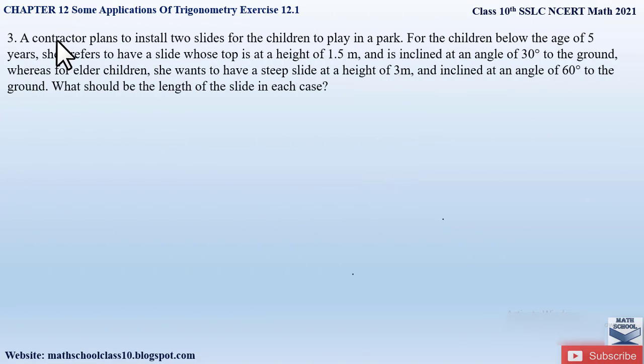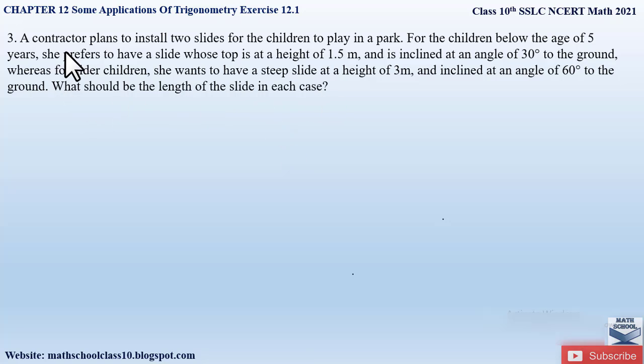Question number 3 from exercise 12.1, chapter 12, some applications of trigonometry says: a contractor plans to install 2 slides for children to play in a park. For the children below the age of 5 years, she prefers to have a slide whose top is at a height of 1.5 meter and is inclined at an angle of 30 degree to the ground. Whereas for elder children, she wants to have a steep slide at a height of 3 meter and is inclined at an angle of 60 degree to the ground. What should be the length of slide in each case?